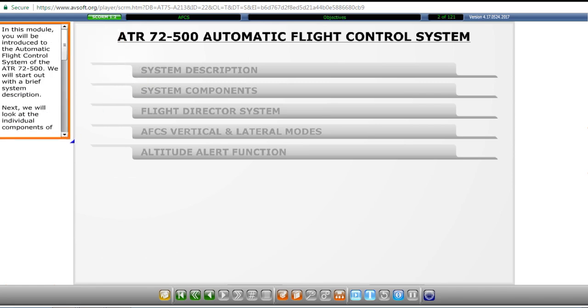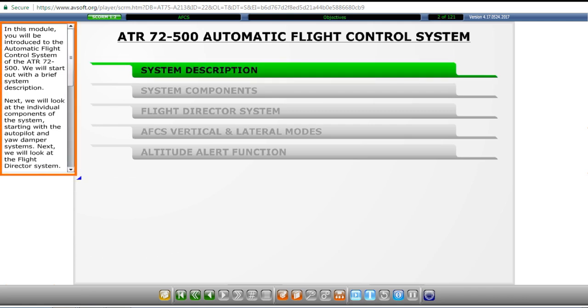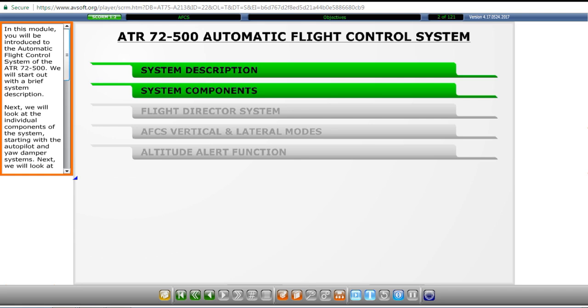In this module, you will be introduced to the automatic flight control system of the ATR 72-500. We will start out with a brief system description. Next, we will look at the individual components of the system, starting with the autopilot and yaw damper systems.